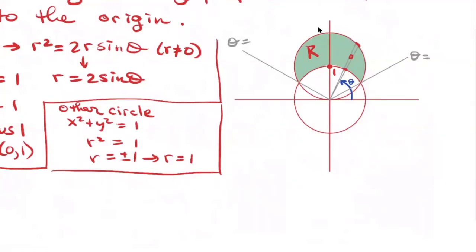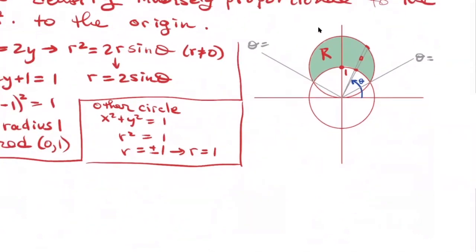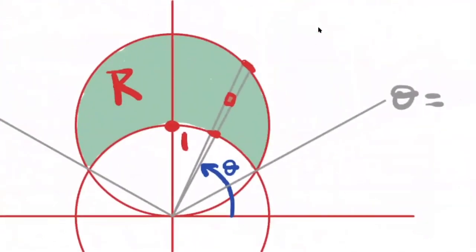Okay, but on the outer limits for r, r is 2 sine theta. So I'm going to zoom in on this again right here. r is 2 sine theta. And on the inner limit, of course, r is 1. I'll just draw an arrow for that. So there r is 1.